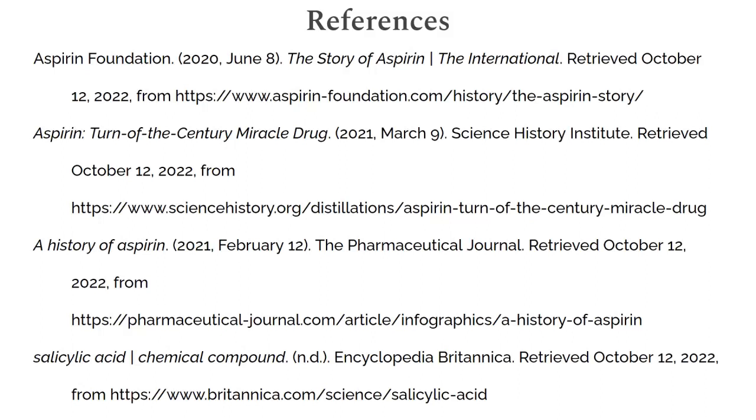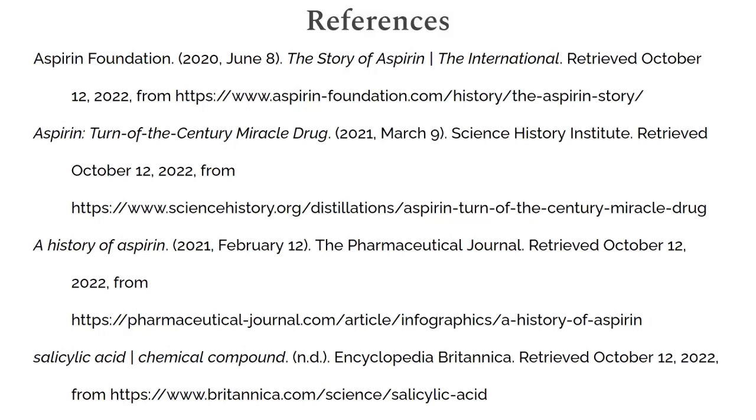You can see that the first part of each of them is how you know where they are. You can see the first part of each of them right here, Aspirin Foundation, right? And then you can see the second line is indented. Then you see Aspirin, Turn of the Century Miracle Drug, and the second and third lines are indented. Then History of Aspirin, and again the second and third lines are indented. And finally Salicylic Acid, and the second line is indented. This is what it should look like in APA format.